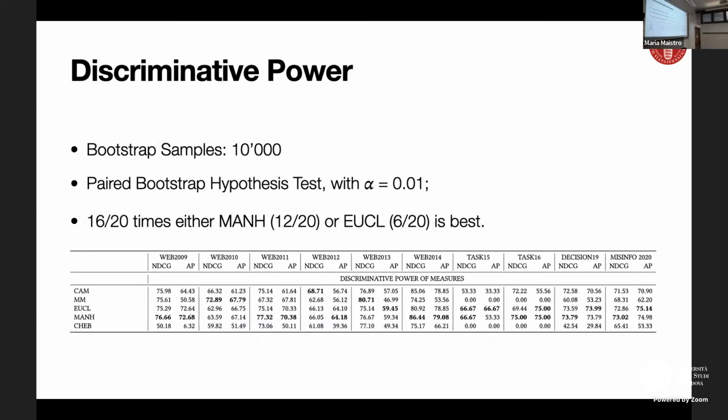Another analysis we did was discriminative power. This is a test to assess how good the measures are in discriminating across systems. And what we saw is that in 16 cases out of 20, Manhattan was the best, followed by Euclidean.